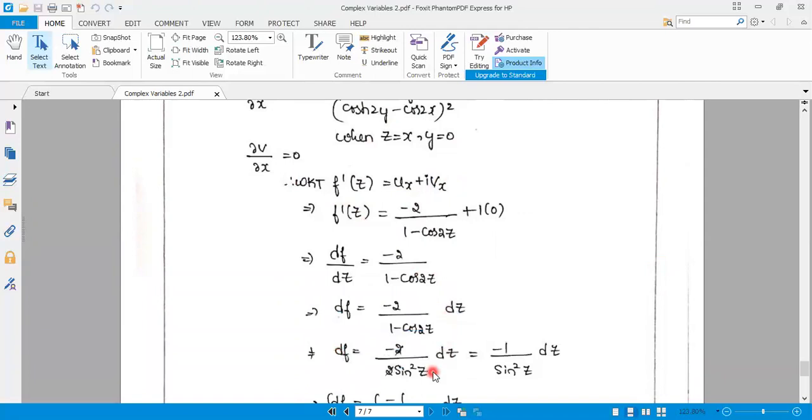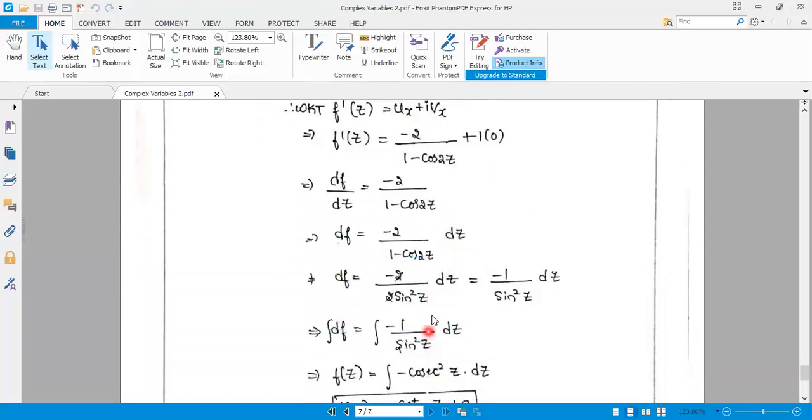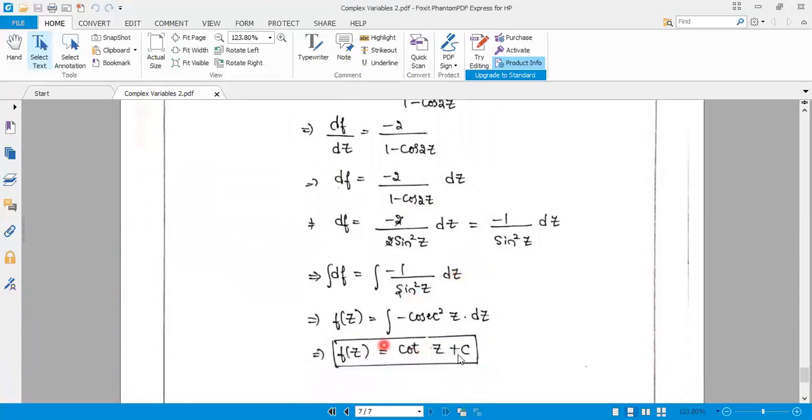So integration of minus 2 by 1 minus cos 2z. Here the direct integration is not possible, hence we express 1 minus cos 2z as 2 sine square z. Therefore 1 by sine square you can write as cosecant square. Therefore integration of cosecant square you can write as minus cot. Minus cosecant square integration is cot. So where c is the constant of integration, this is the required result.